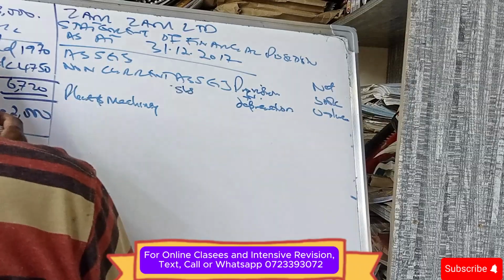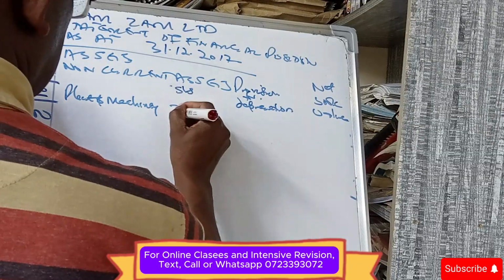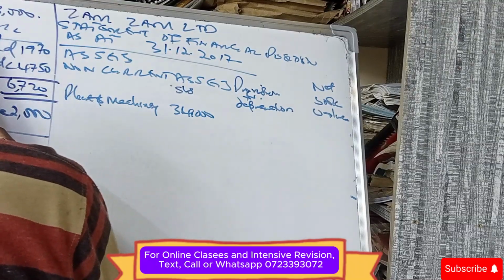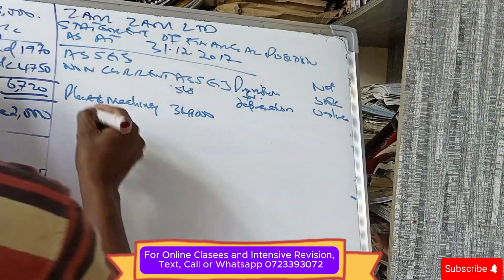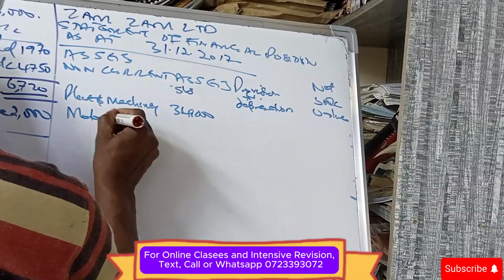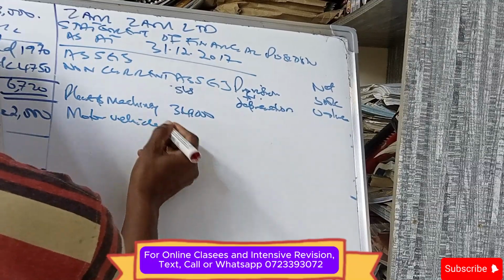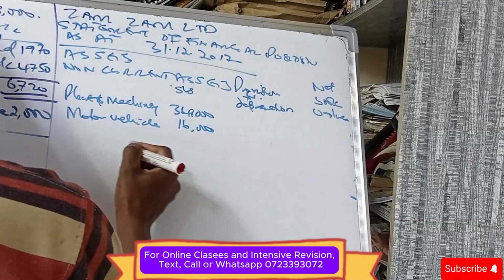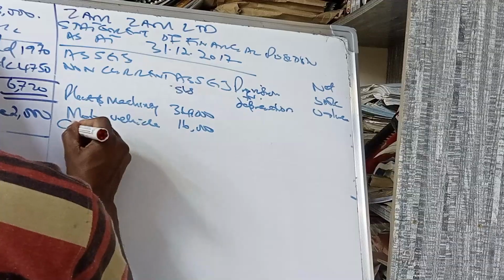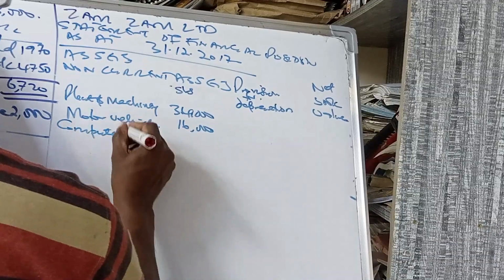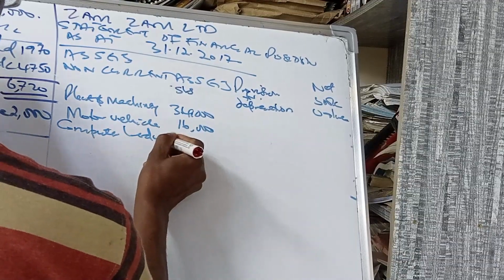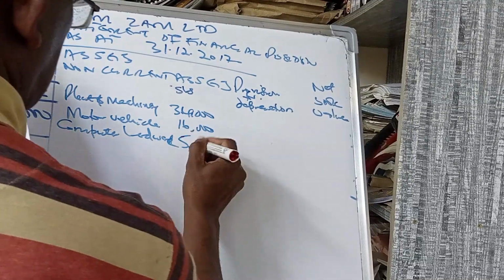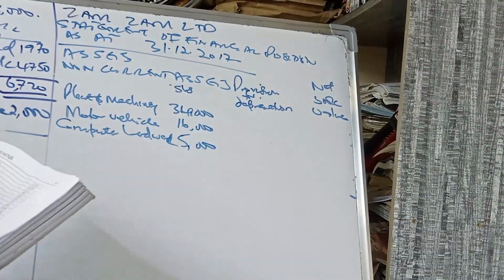The purchase cost of plant and machinery is 34,000. From plant and machinery, the next most permanent is motor vehicle, which is 16,000. And then we get computer hardware. Computer hardware had cost 5,000.